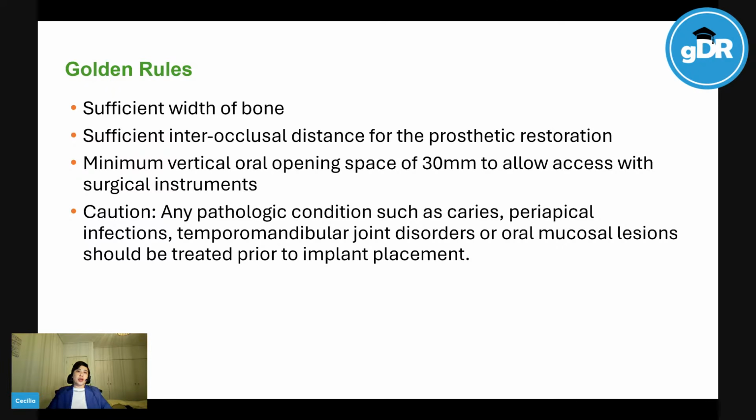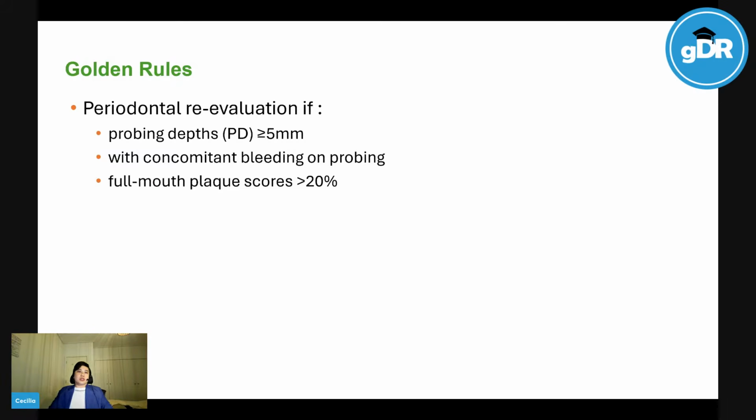And please be aware of any other pathologies such as caries, periapical infections of other teeth, TMD, oral mucosal lesions. All of these should be treated first prior to implant placement. So very commonly also is periodontal disease. So probing depths more than 5 millimeters, bleeding on probing, and plaque scores of more than 20% of the teeth having plaque. These kind of patients, you've actually got to either treat yourself with supportive periodontal therapy or send to your friendly periodontist. So they have to be managed prior to placing an implant.